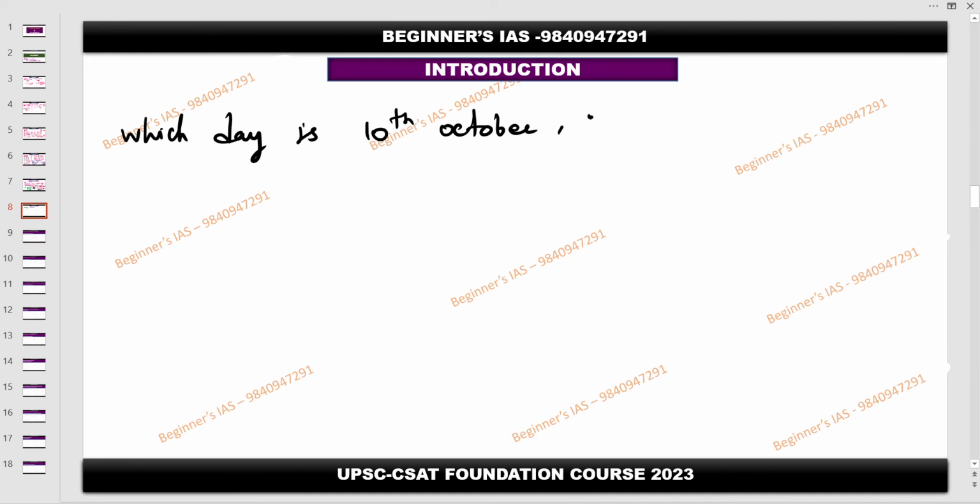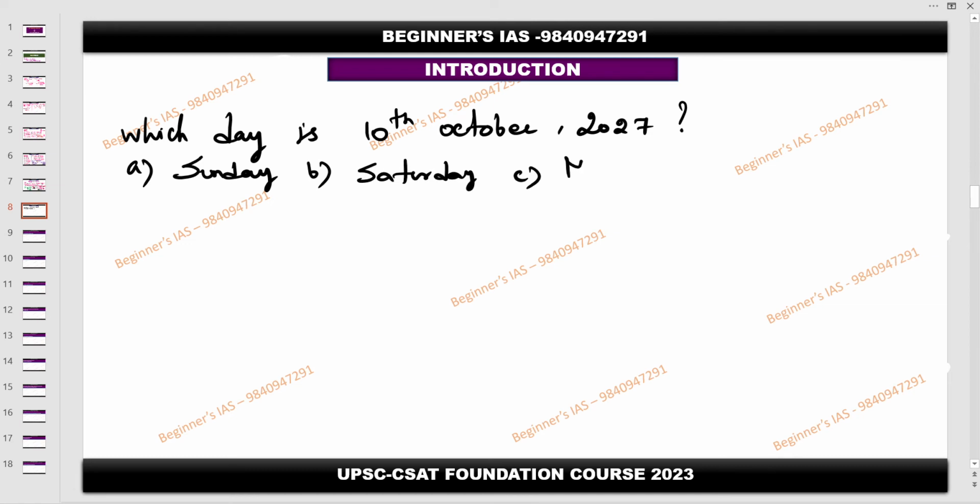Which day is 10th October 2027? A. Sunday. B. Saturday. C. Monday. D. Sunday, Saturday, Monday, then I will take some other day, or else I will use none of these. So none of these, I am using none of these. So this is a UPSC 2021 question.